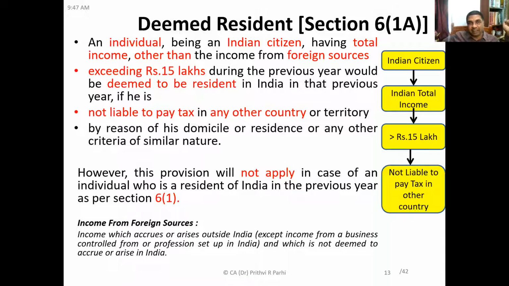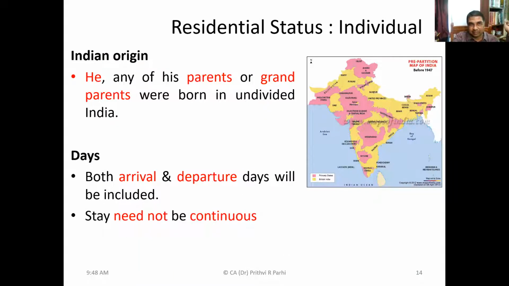Section 6(1)(a). Here it says that an Indian citizen whose Indian income is more than 15 lakh, and if he is not liable to pay tax in other countries for whatever reason, or because of his domicile or some other reason, he will be treated as a deemed resident. Okay, this concept also we had discussed in the previous class.